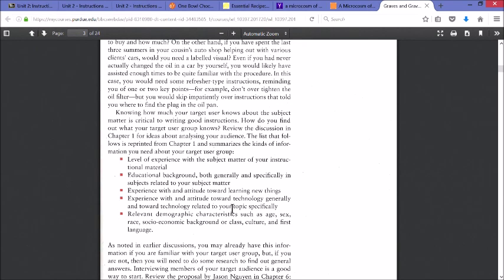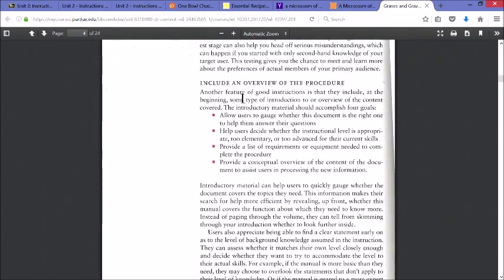Second, include an overview of the procedures. Provide an introduction or overview that helps users to gauge whether the document covers the topics they need, gives an indication of who the audience is, and sets up the structure of the document. In other words, it answers the question, how can you set the stage for how the user should actually use the instructions? This section is on page 226.